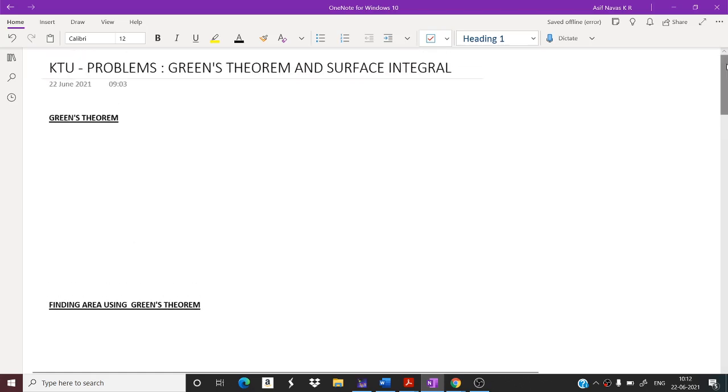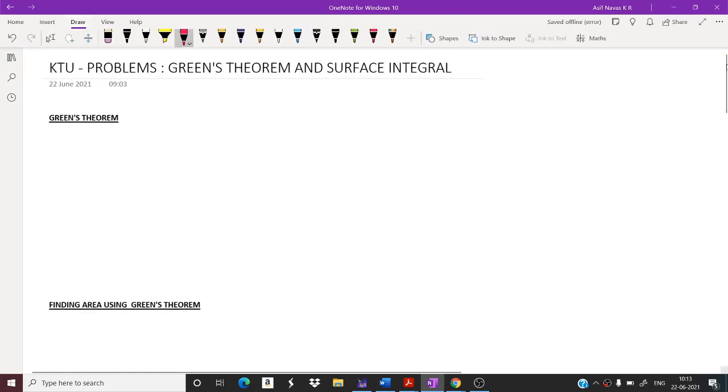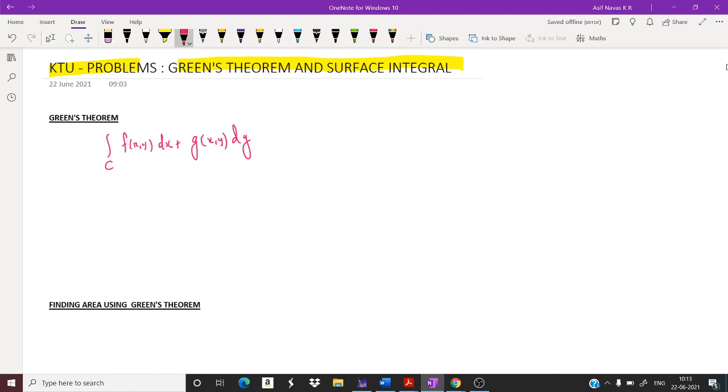Green's theorem. So today's lecture is additive problems, Green's theorem and surface integral. Let us recall what is Green's theorem. Green's theorem is simply the integral over C of f(x,y) dx plus g(x,y) dy, where C is a simple closed curve. So it must be closed and its orientation must be positive.